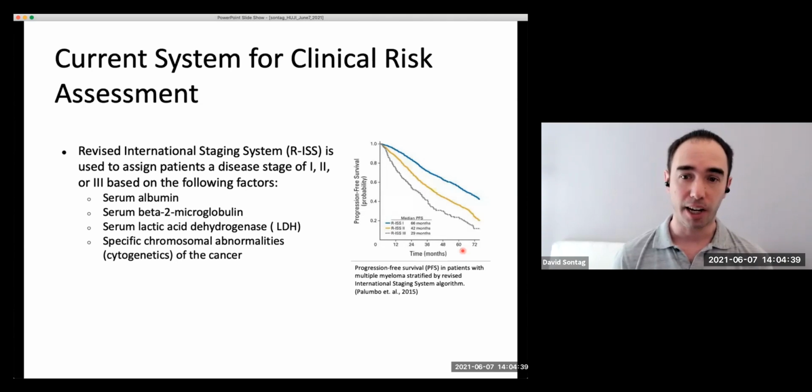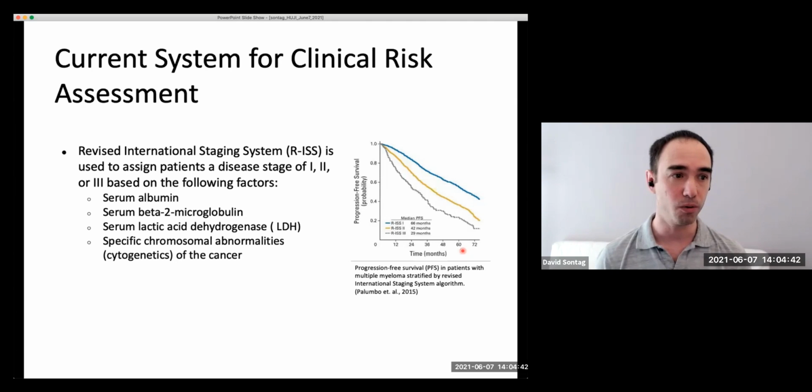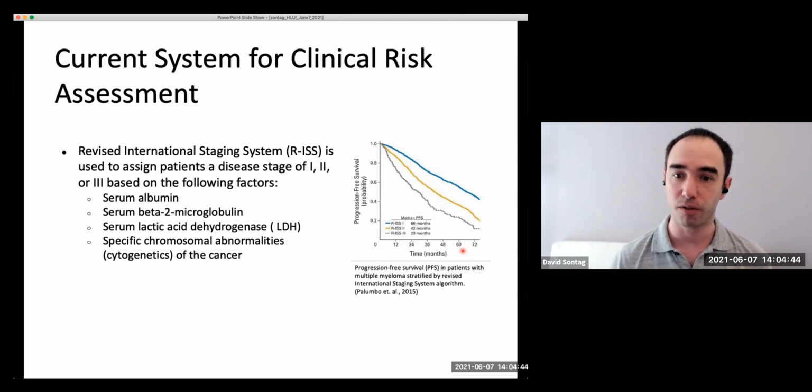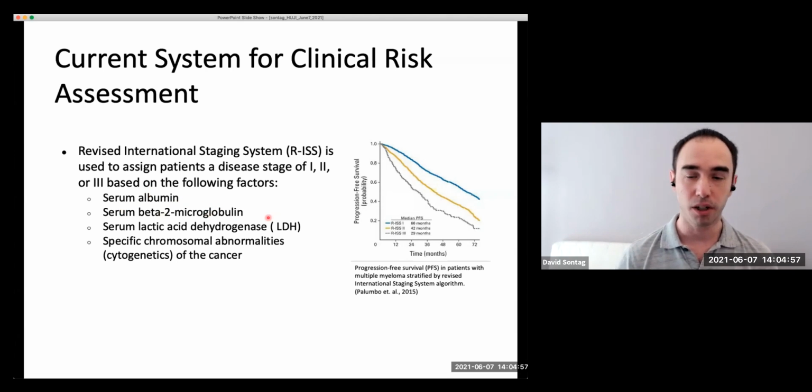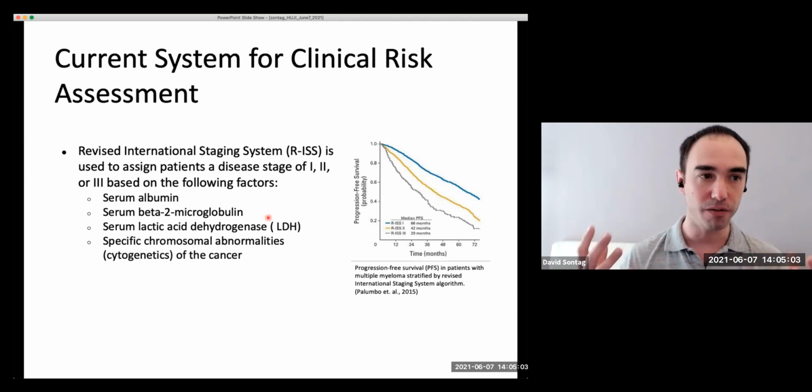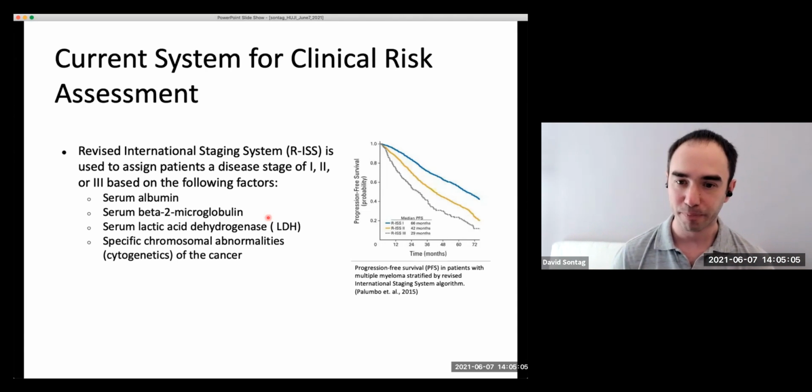When the patient is diagnosed, one looks at a few simple laboratory test results. For example, albumin is something that's regularly measured in everyone. For someone who is suspected to have multiple myeloma, you would also look at something called beta-2 microglobulin, which is derived from that plasma cell. So it gives you a sense of how much burden of disease that patient has.